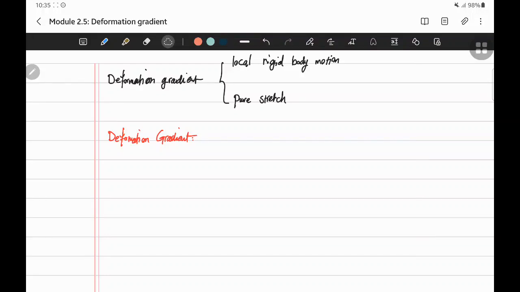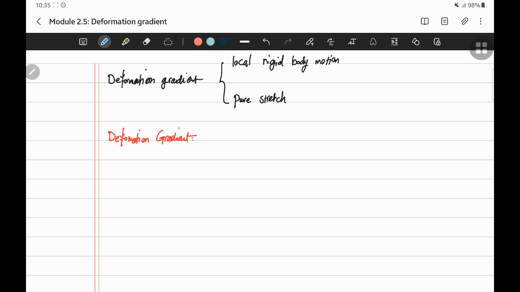Hello everybody and welcome to this module on deformation gradient. In this module, we're going to get into the general form of the deformation gradients, or the large deformations. So far we discussed the infinitesimal strain tensor and now we're getting back to the deformation gradient.